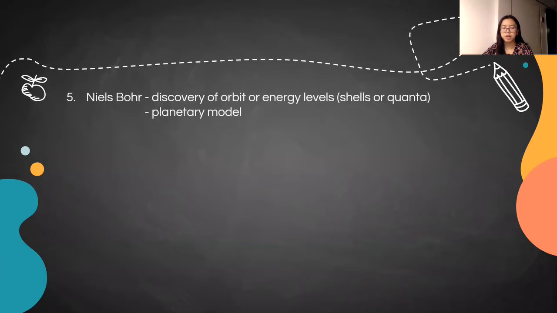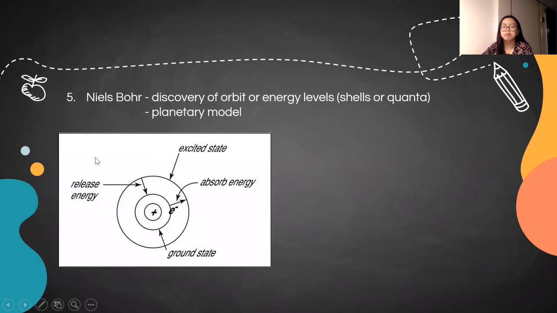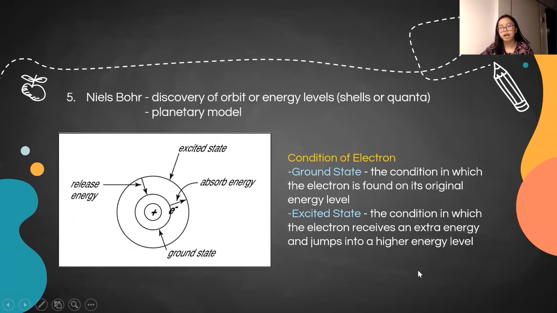Fifth, Niels Bohr. Discovery of orbit or energy levels, shells or quanta, planetary model. So this is the picture of Niels Bohr. So condition of electron, ground state. Ground state is the condition in which the electron is found on its original energy level. An excited state is the condition in which the electron receives an extra energy and jumps into a higher energy level.